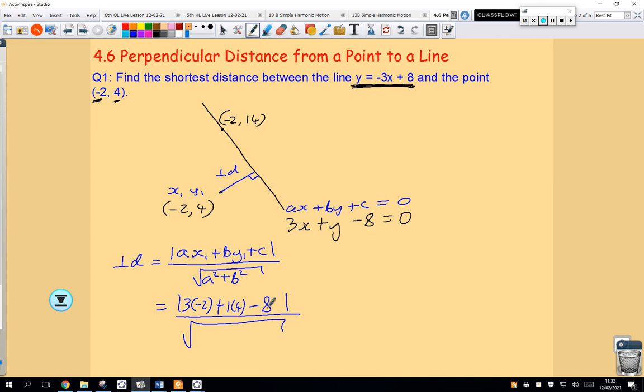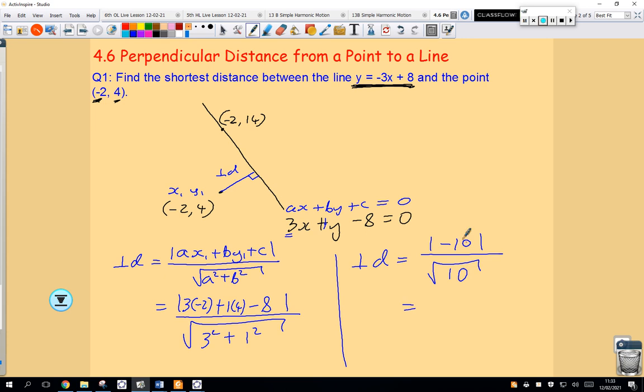And then on the bottom, I'm just taking the square root of the coefficient of x and the coefficient of y. Notice the coefficient of y, of course, is 1. We just generally don't write that coefficient in, so it's 3 squared plus 1 squared. And actually, you could type that straight into your calculator as it's written. No harm to work it out, though, for yourself. That's negative 6 plus 4, which is negative 2. Subtract 8, that's going to be negative 10. The absolute value of negative 10, all over the square root of 3 squared plus 1 squared, that's 10.